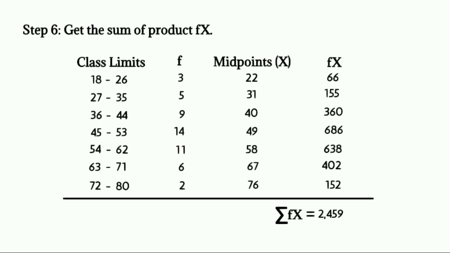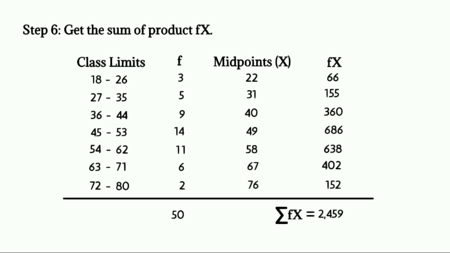3 plus 5 plus 9 plus 14 plus 11 plus 6 plus 2 is equal to 50. Take note na dapat 50 yan because we have a random sample of 50. If ever na hindi nyo makuha yung 50, that means balik kayo dun sa frequency at bilangin nyo yung frequency for each class limit because dapat 50 yan palagi. Kasi ang random sample natin ay 50.